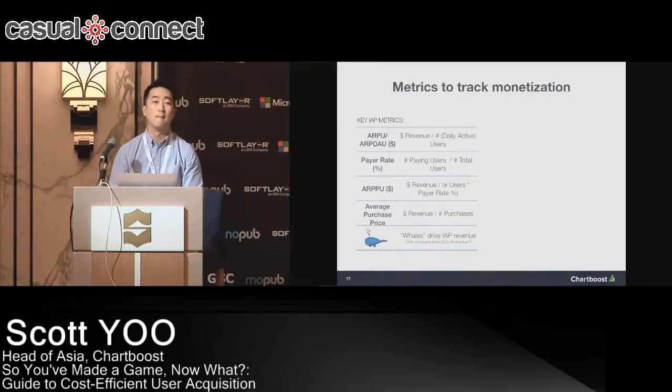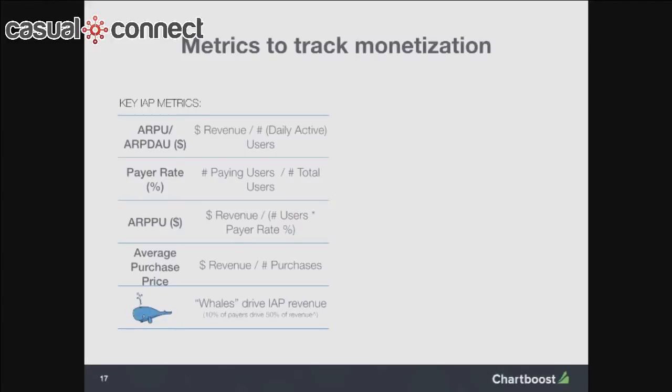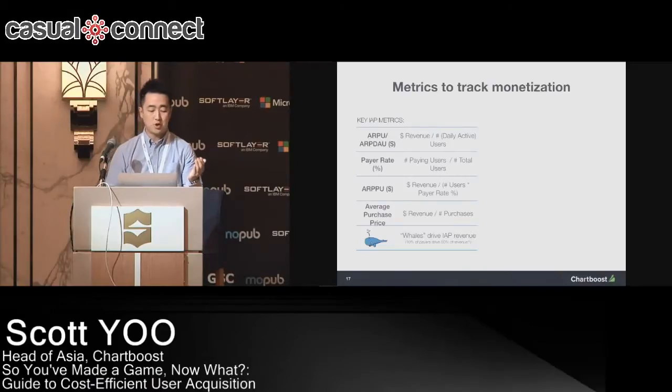Here are the metrics to track for monetization. Monetization is obviously extremely important. You're paying for each user that you acquire, so it's important that you monetize them. So here are some of the key metrics that you want to track: ARPU, ARPDAU, payer percentage, average revenue per paying user, average purchase rate, and identifying the whales. The whales are what's going to drive the economy of your games. Whale percentages are extremely rare, so for all the paid user acquisition channels, you want to track these key metrics to be able to optimize those campaigns.